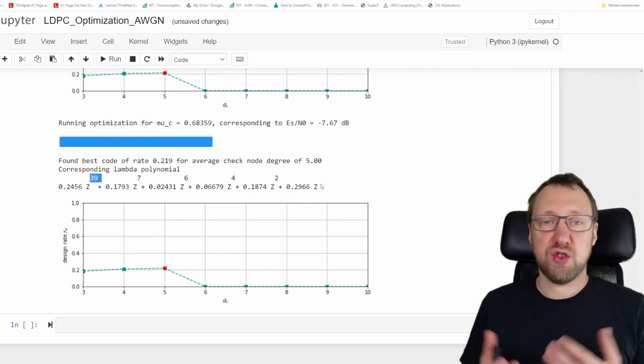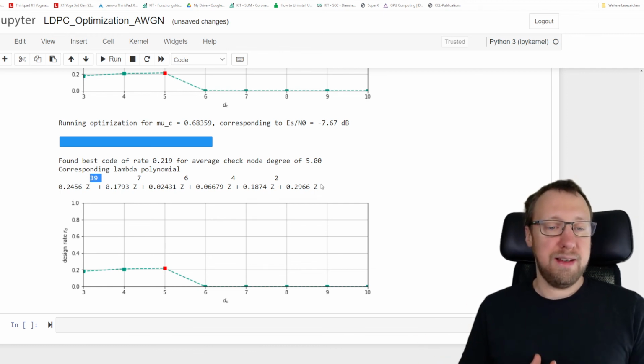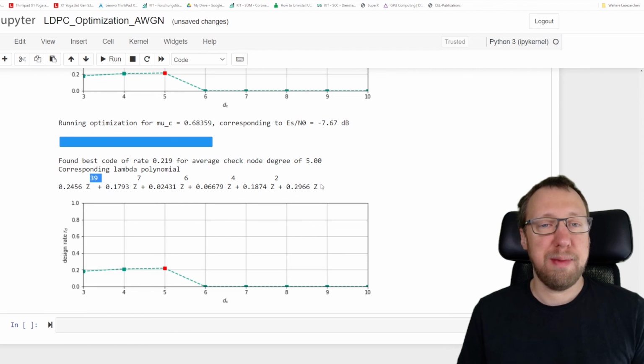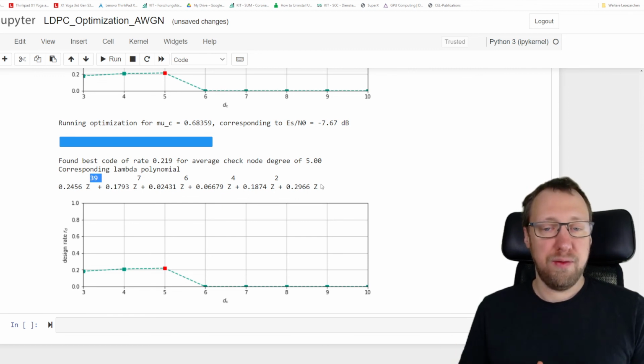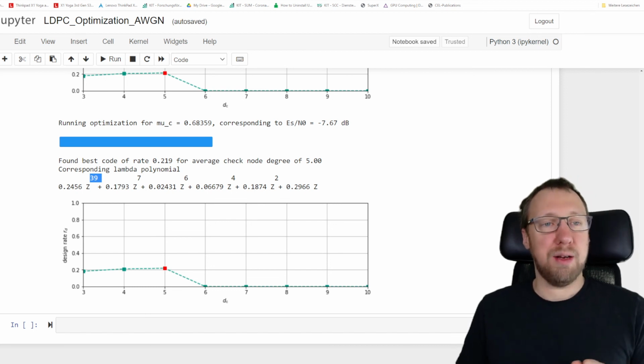So in order to construct the code and the Tanner graph, you would need to construct the polynomial L of Z, which gives the degree distribution from a node perspective, which is better suited for the design of the parity-check matrix or the Tanner graph.